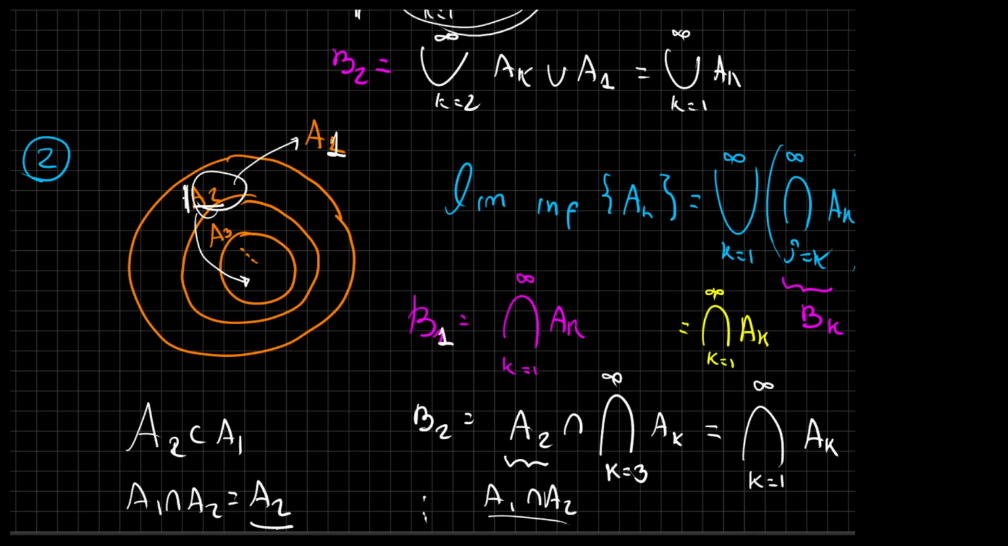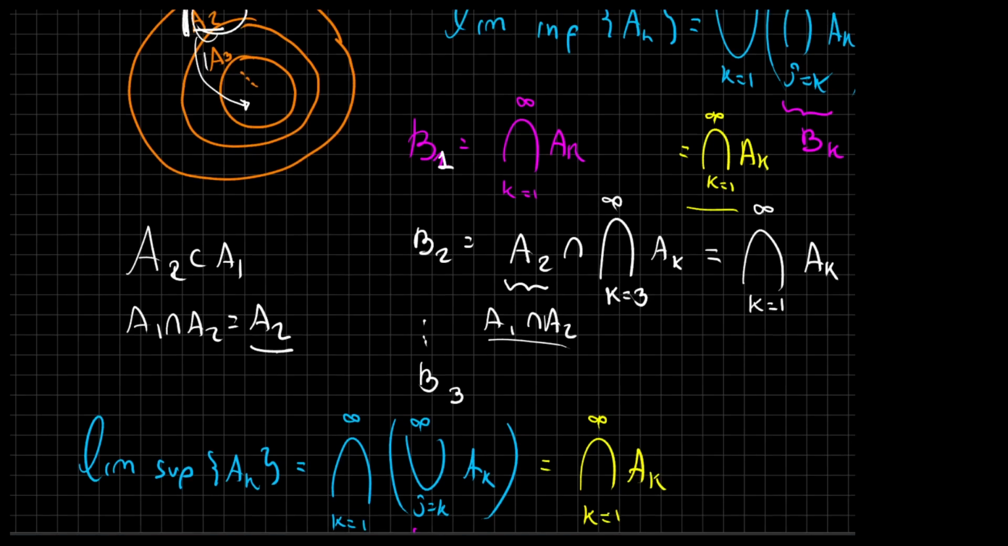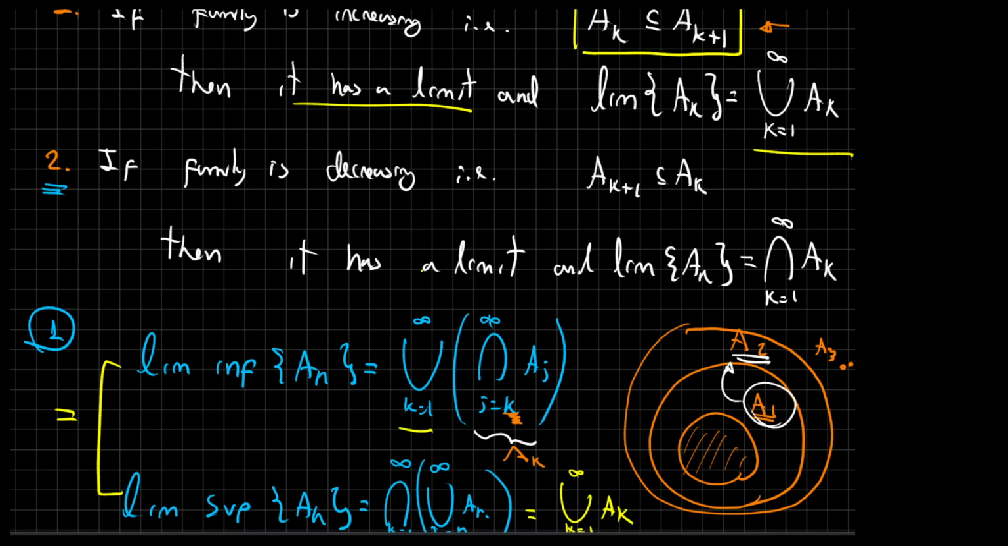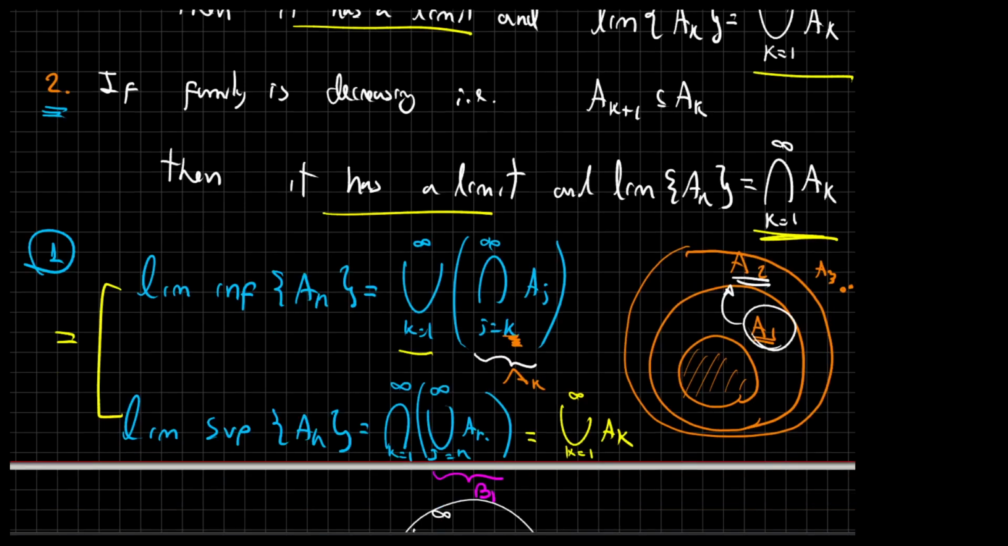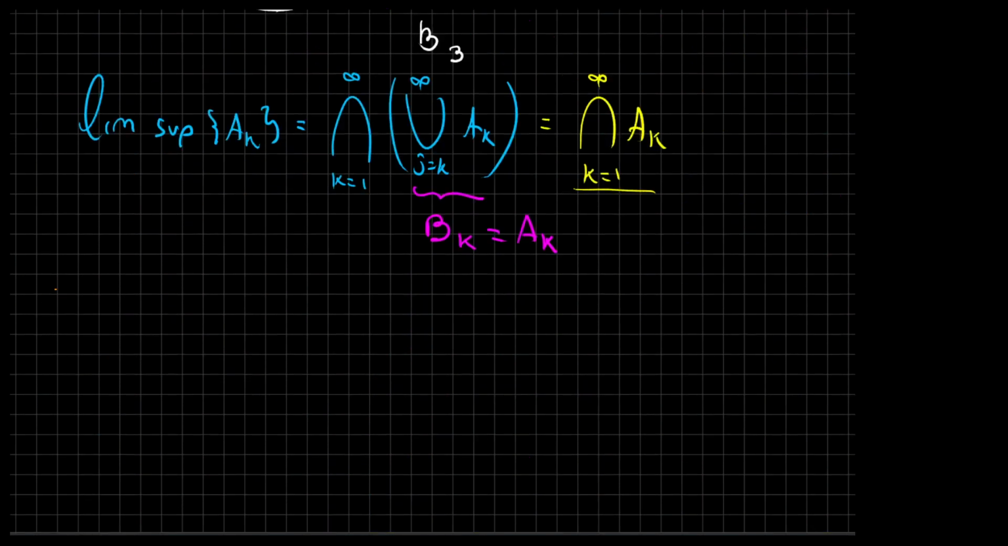Then if you start from A2, everything is in A2, so the union will be A2, and so on. So each step of these unions will be BK, which is equal to AK. So this is equal to the intersection of everything. So since these two limits are equal, we say that the family has a limit, and the limit is this value. So yeah, this is kind of interesting. Now let's go with a corollary.